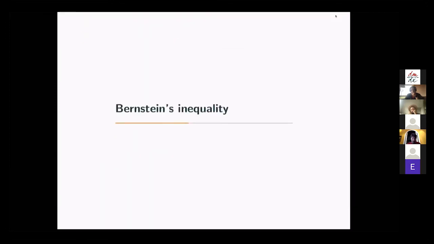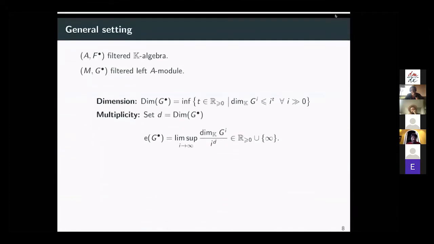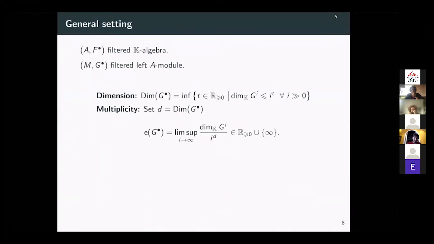Okay, so let's go to the ideas of Bavula that one can extend to a very general situation. So in general, we are going to think about the ring of differential operators, but we can think of any filtered K algebra. Okay, so in our situation, we have a K algebra that is filtered and a module over this K algebra with a filtration that is compatible with the filtration of A. Recall that we have this notion of dimension, but you will notice that here we are using lim sup to avoid all the problems that we had with the case of positive characteristic.